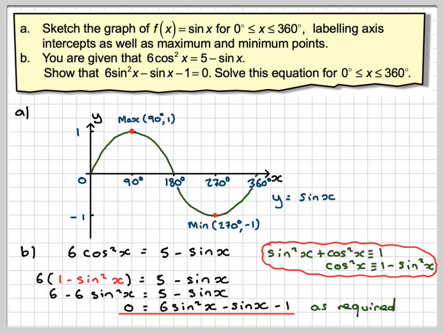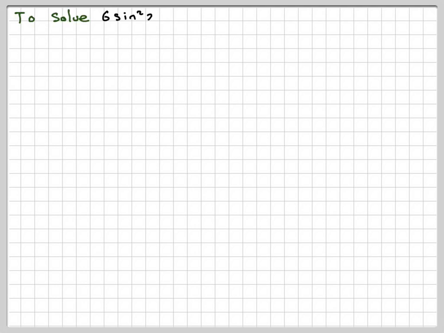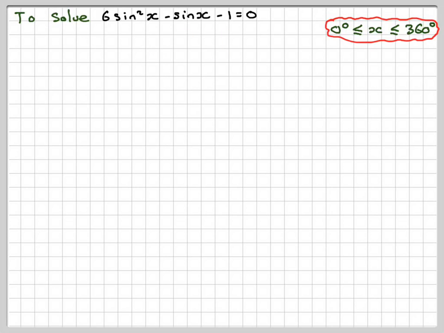We now have to solve this equation, and it's always a good idea to write down that we're solving it between 0 and 360. Right, this is a quadratic in sine x. You can either use the formula or factorise it. I'm going to attempt to factorise it, so I say the product, which is the number in front of the squared term, times the constant term, is 6 times minus 1, which is minus 6. The sum is minus 1, and then I want two numbers. When I multiply them together, I get minus 6, and when I add the same two numbers, I get minus 1. So those are called the factors.